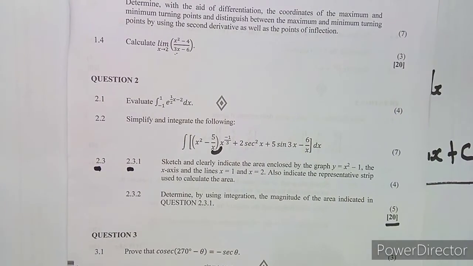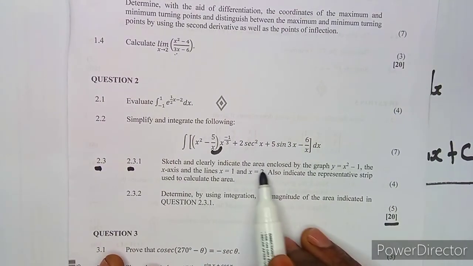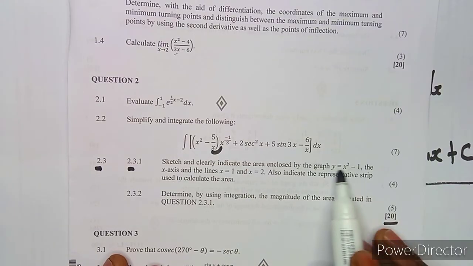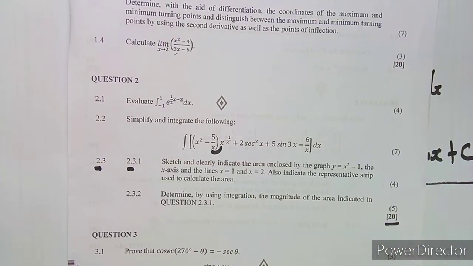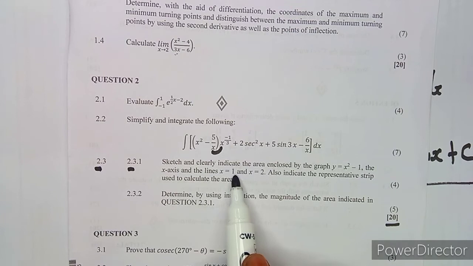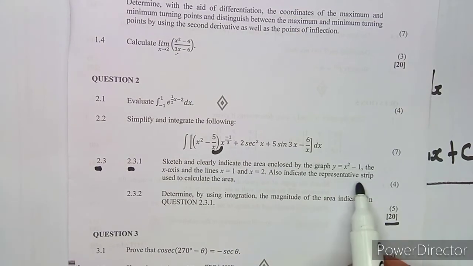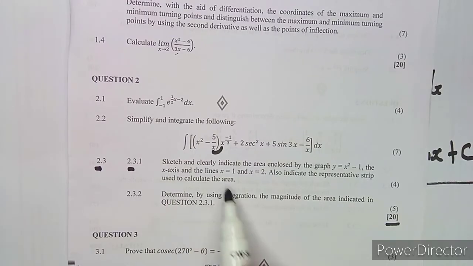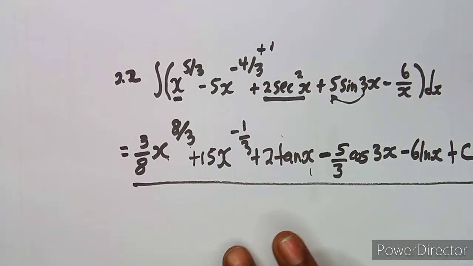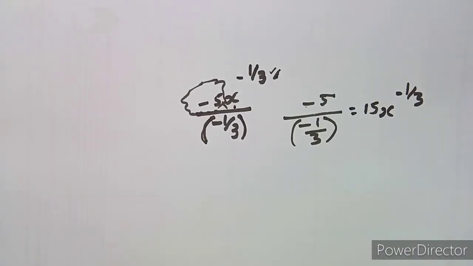On 2.3.1, we are asked to sketch clearly and indicate the area enclosed by the graph of y is equal to x squared minus 1, the x-axis, the line x is equal to 1 and x is equal to 2. Also indicate the representative strip used to calculate the area. And we've got 4 marks for that, just to sketch this graph, guys. Okay, anyways, let's see how we were supposed to sketch out this graph.